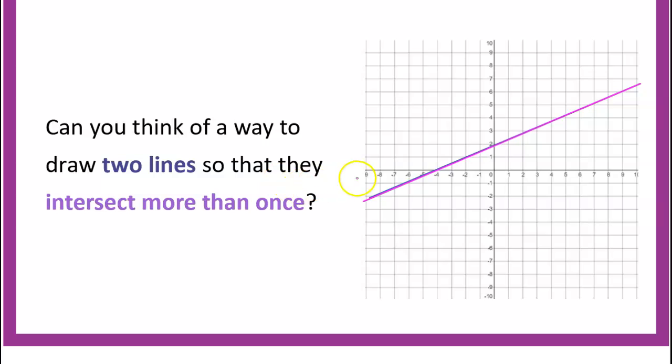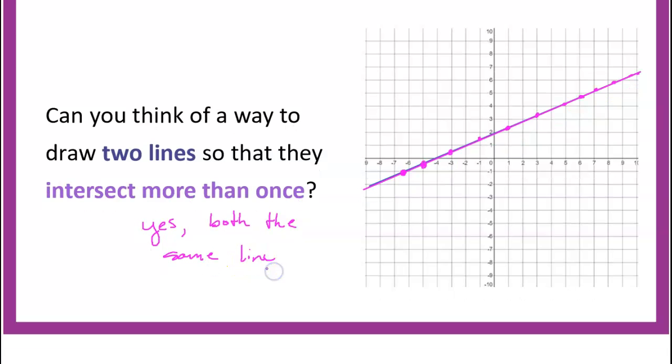So now everywhere on this line, every single point on this line, every single point will be a solution to both equations, to both lines. So yes, there is a way that they can intersect more than once. It's if they're both the same line. They're right over the top of each other.